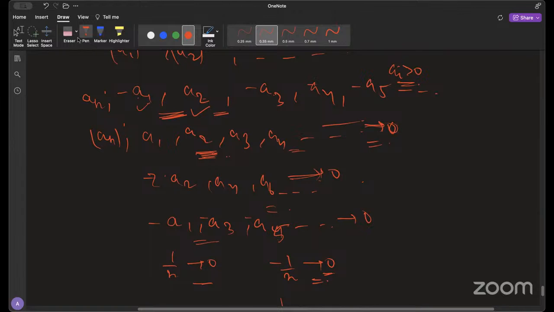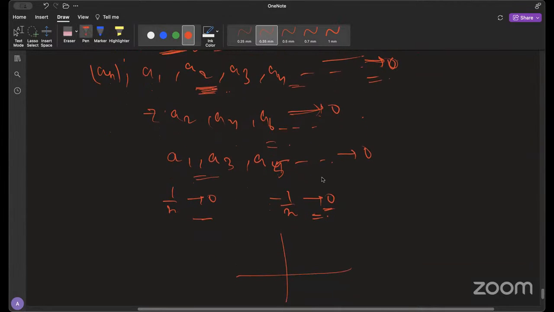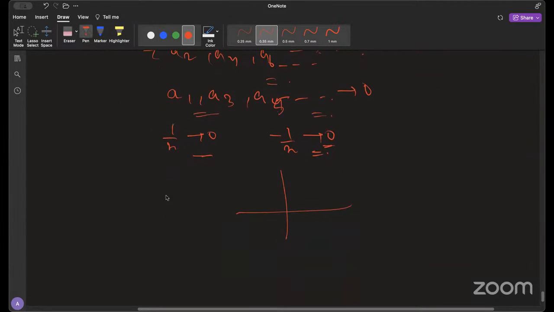Let's just have the odd term and the even term going to 0. What we did here is, if you have a sequence a_n going to 0, then minus a_n is also going to 0, right?